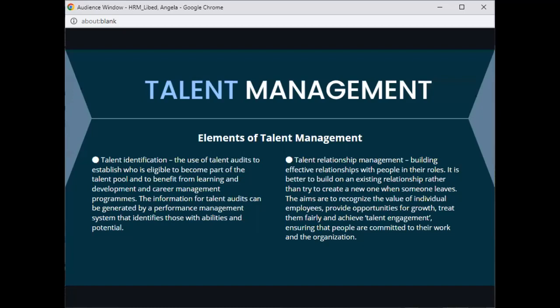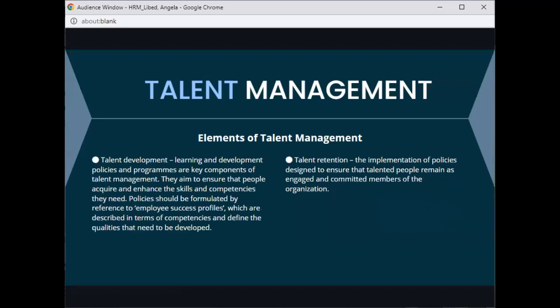The next is talent relationship management. The building of relationships with people in their roles, it is better to build on an existing relationship rather than try to create a new one. When someone leaves, the aims are to recognize the value of individual employees, provide opportunities for growth, treat them fairly, and achieve talent engagement, ensuring that people are committed to their work and the organization.